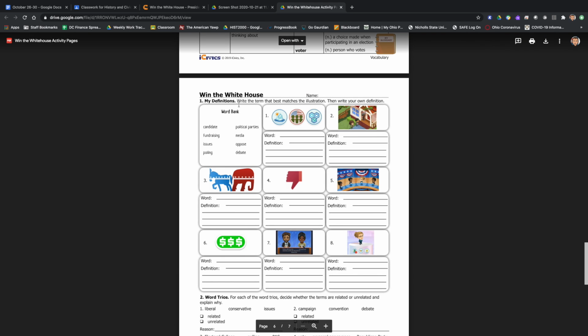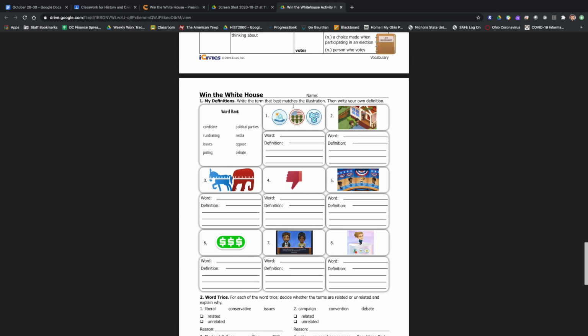All right, so my definitions. Write the term that best matches the illustration. These should stick out to you after you've played the game. I can't express this enough. You should complete this either during or after the game. Don't try to do this before the game.